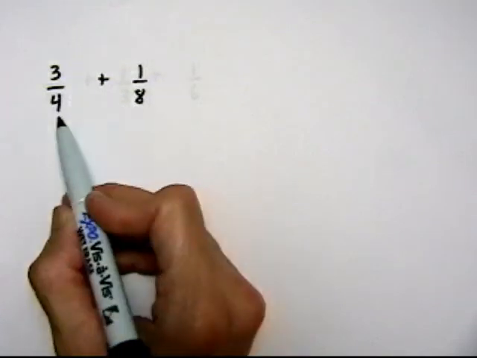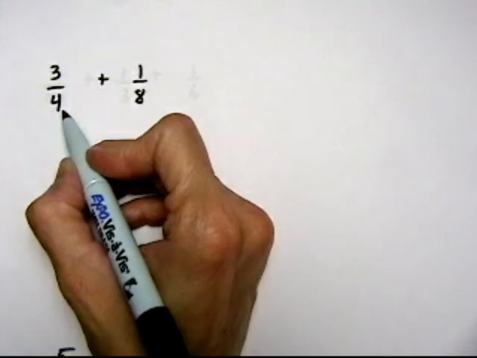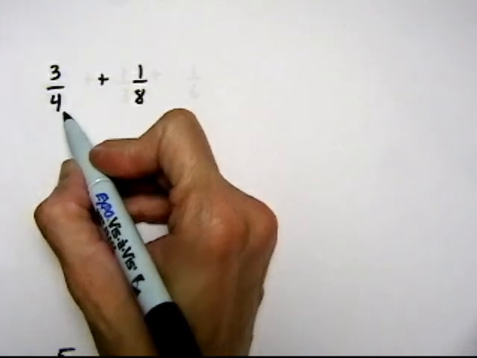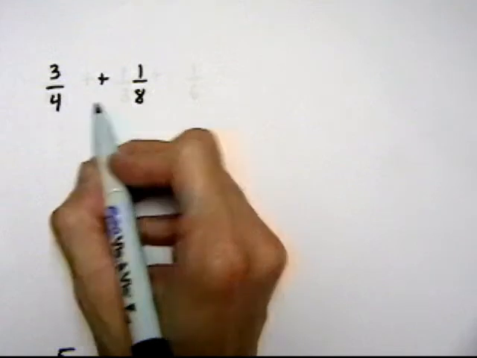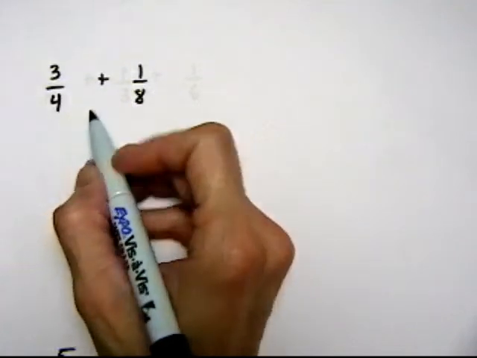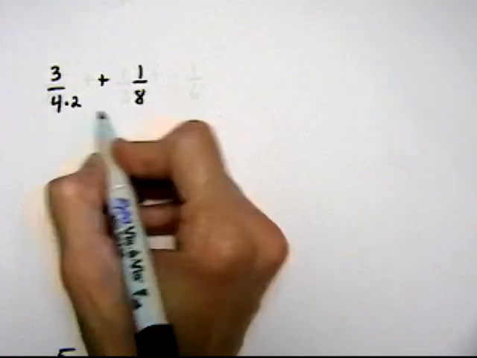So we're going to make a common denominator, and we're going to turn these into the least or the smallest common denominator possible, just to keep the math easier. So looking at 4 and 8, I see that I can turn 4 into 8 by doing times 2. And that means we'll have the same denominator, 8 and 8.